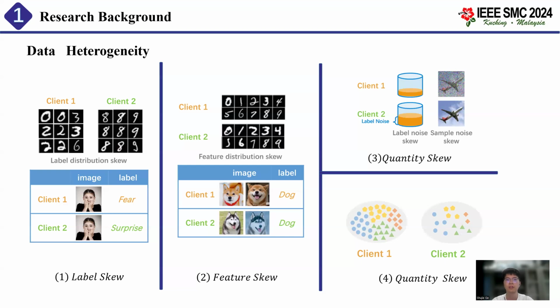Quality skew, as shown in Figure 3. The quality of annotation or data collection may vary across different clients. Quantity skew. The amount of local data can be highly imbalanced across different clients. Figure 4 provides an example of these scenarios.